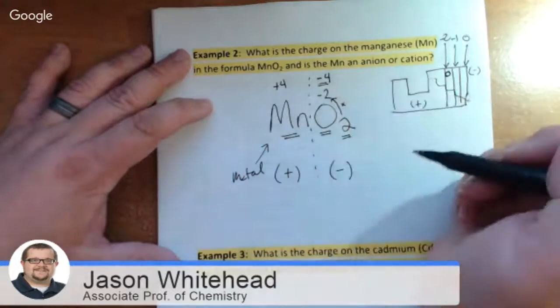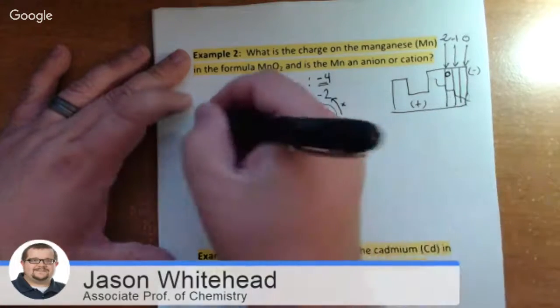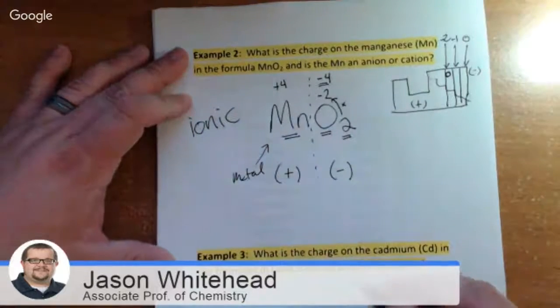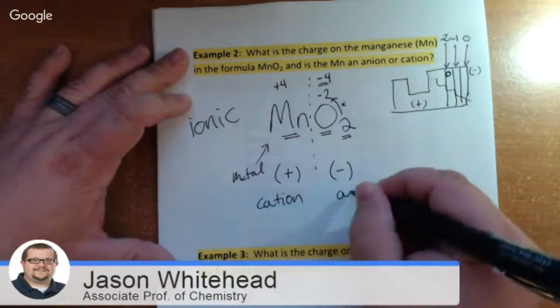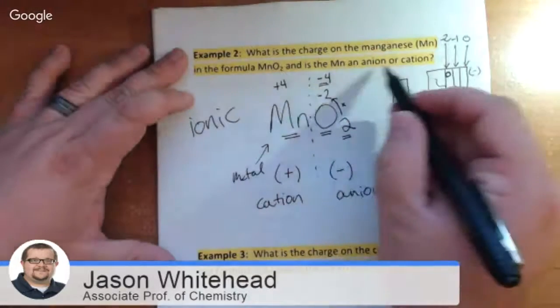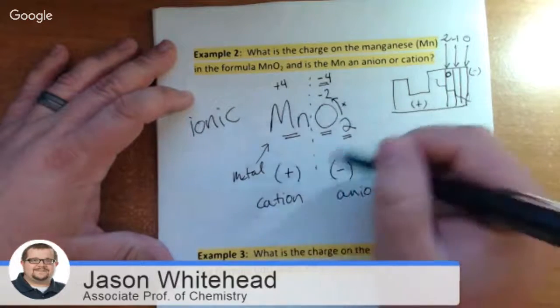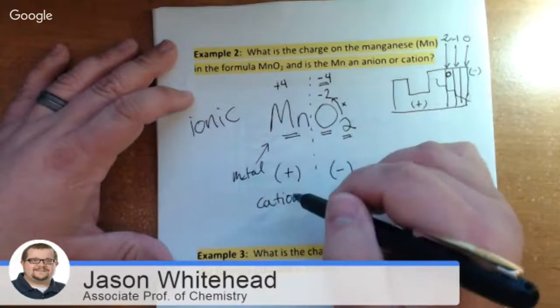Also, if you have a shortcut, this manganese is a metal, and we're talking all about charges. We're talking all about ions. So if this is an ionic formula, they always follow the same pattern, and that's cation first, anion second. So really, we could answer the second half of this question without having to do any of the math. The manganese has to be a cation just because it comes first in the formula.